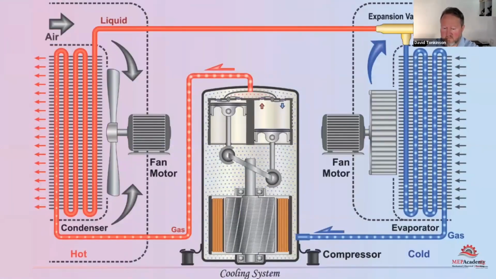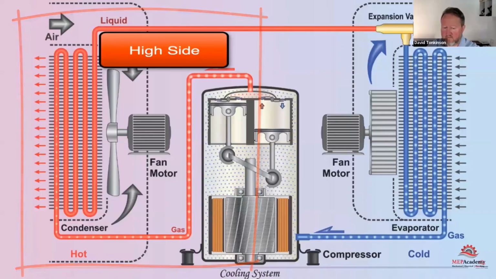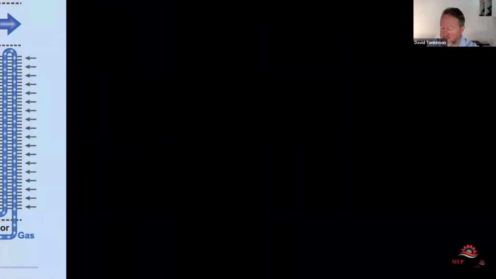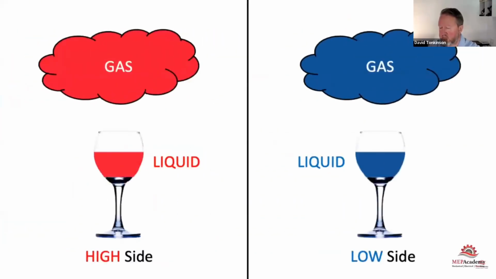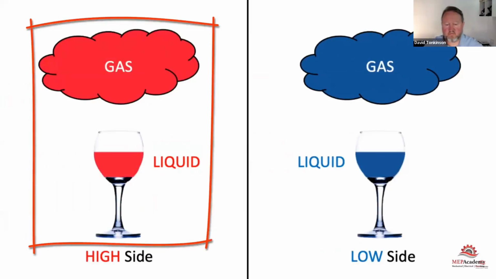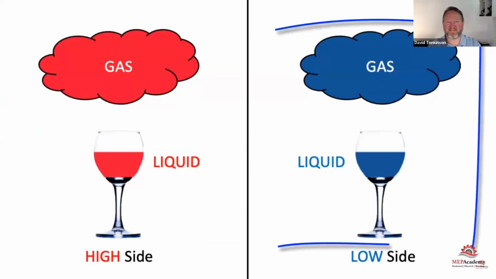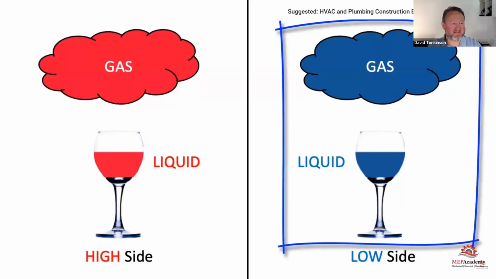In the refrigerant cycle, we have the high side and the low side. Okay, one more simple explanation about physics before we move on, and that is the phases of refrigerant. So you're familiar with water. Water has three phases. You have the solid phase, which is ice. You have the liquid phase, which is water. And you have the gas phase, which is vapor. So in the refrigeration cycle, you only have two of these phases. That is liquid and gas. We never get to solid. If you get to solid, you've got a problem. So you only have liquid and gas in the refrigeration cycle.